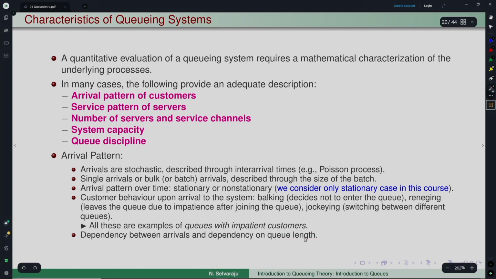Similarly, dependency on the queue length, right. There may be some mechanism by which the arrivals are controlled in some way, or the customer himself or the system itself operates in such a way that the queue length also plays a role in the arrival pattern. So, these are all some simple descriptions, but there could be many more with respect to arrival itself, which can describe the arrival pattern. Okay. So, one needs to completely describe what is the exact nature of arrival.